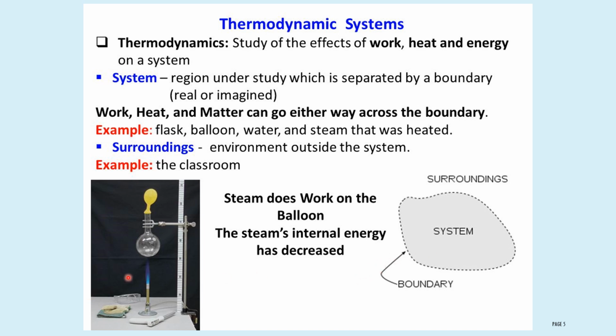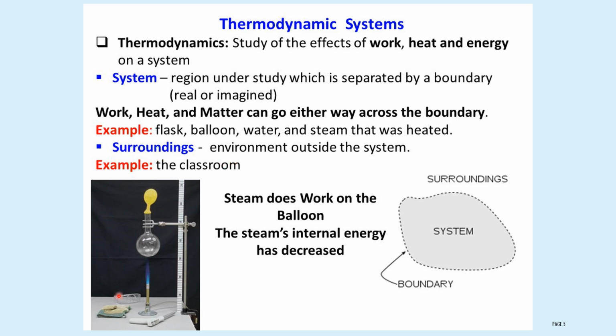Consider this example. This is a round bottom flask. Take water in a round bottom flask and cover the mouth of the flask with a balloon. When you start heating the water, it will start converting into steam. That steam is collected in the balloon. This full setup we will call a system. Here the flask, balloon, water, steam, everything together we will consider as a system. Surroundings are the environment outside the system.